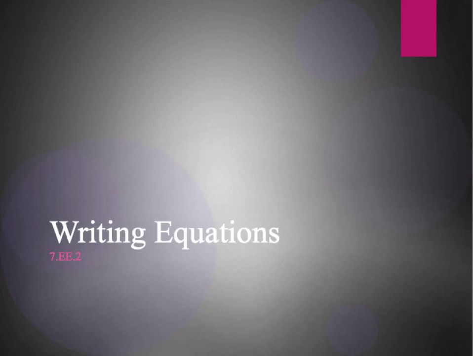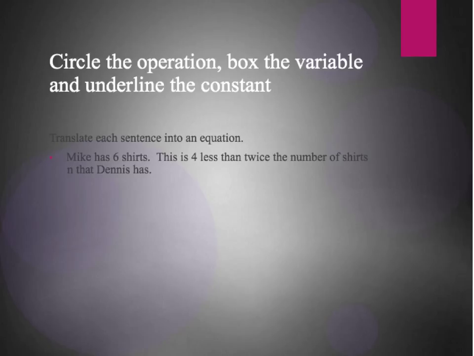If you'll go ahead and label your paper "writing equations," and this is 7.EE.2. As we go through these, I want you to circle the words that tell you the different operation. You're going to box the variables in, and then you're going to underline the numbers that are the constants. And remember, a constant is a number without a variable.